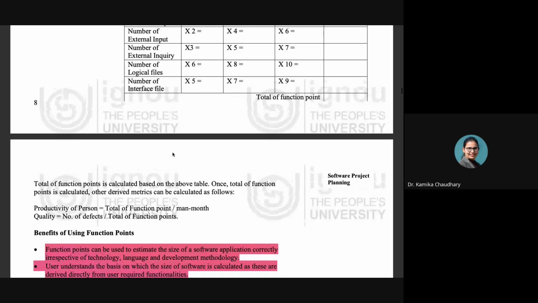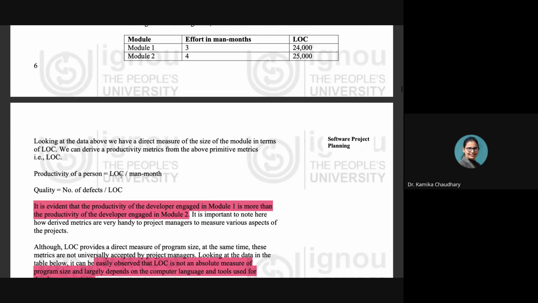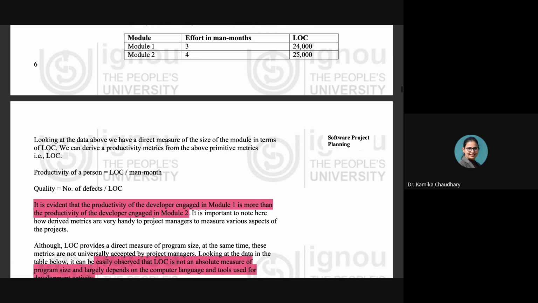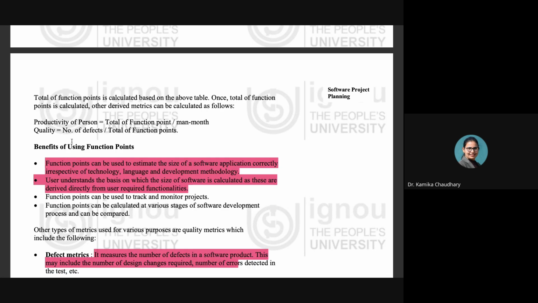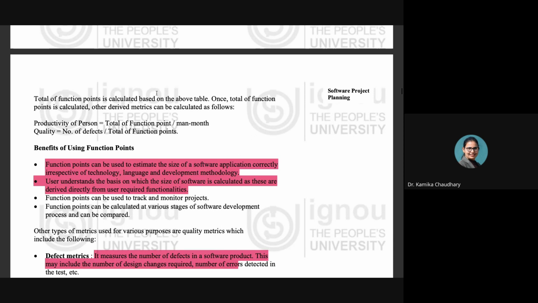In the case of the LOC, when we were calculating the productivity, we were dividing the lines of code by man month. Quality, when we were calculating, we were dividing the number of defects by LOC. Whereas in the case of the function point, in the calculation of the productivity of the person, we are dividing the total of the function point by man month. And in the calculation of the quality, we are dividing the number of defects by the total of the function points. So this is what is happening in the case of the function point.